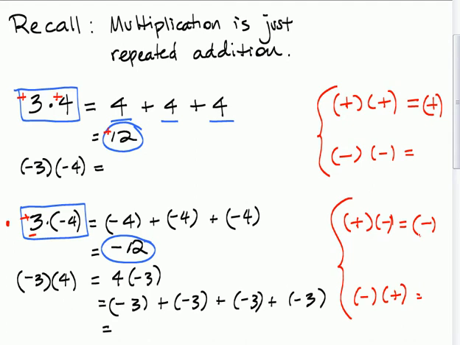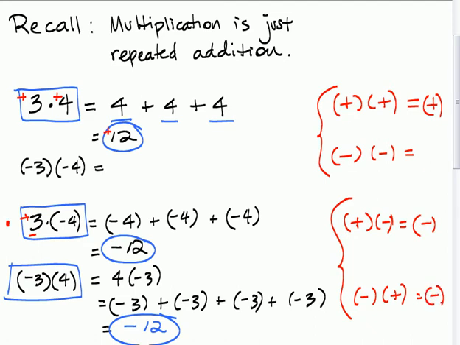And the last example, negative 3 times 4. Well, I can't really write down a negative 3 of 4, so I'm going to have to just change that to 4 times a negative 3, which we know is the same thing. So we have negative 3 added to itself 4 times, and if we added all of that up, we would end up with a negative 12. So we see that a negative times a positive is a negative.